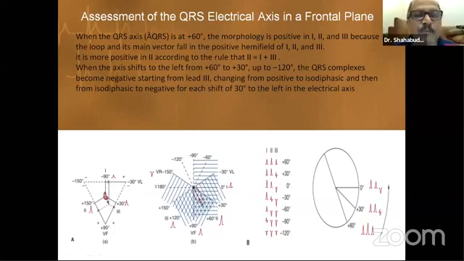When the axis shifts to the left from plus 60 degrees to 0 degrees and up to minus 120 degrees, the QRS morphology becomes negative, starting from lead 3, changing from positive to isodiphasic, and then from isodiphasic to negative, for each shift of 30 degrees to the left of the electrical axis. So it's clear from this hemifield correlation that if we shift 30 degrees, there will be a reduction, or the beginning of negativity, of lead 3.